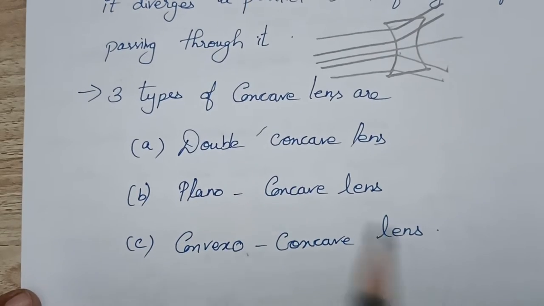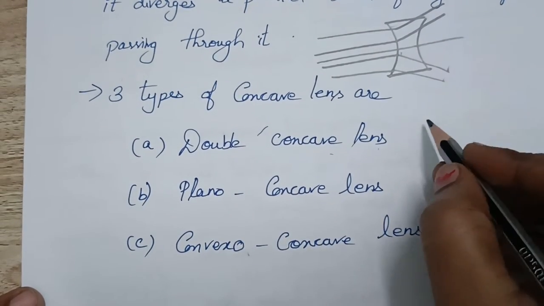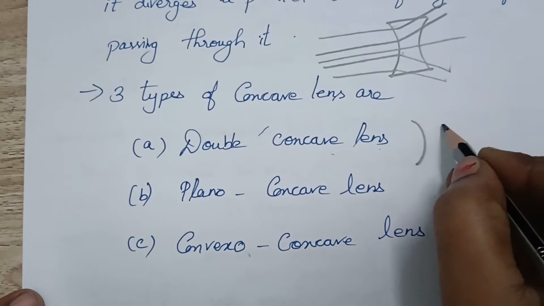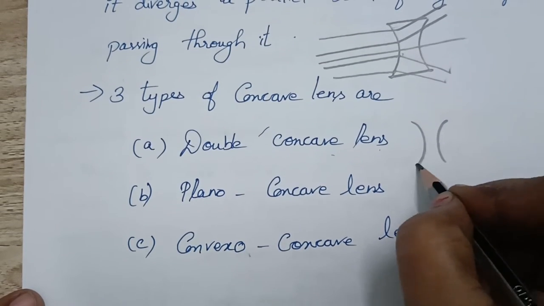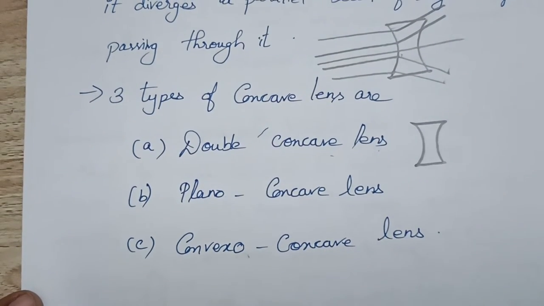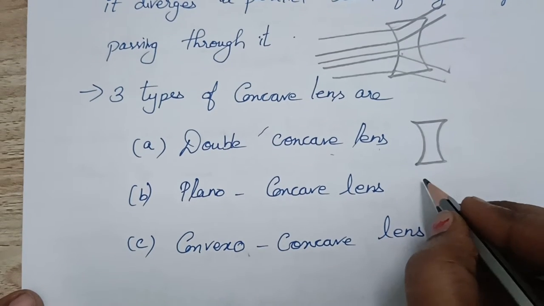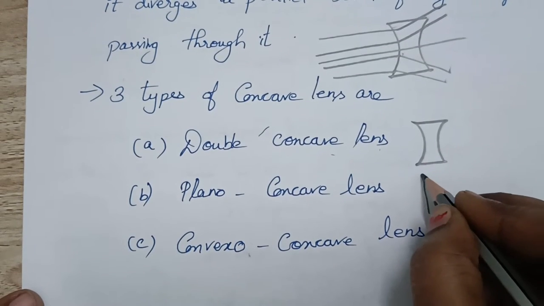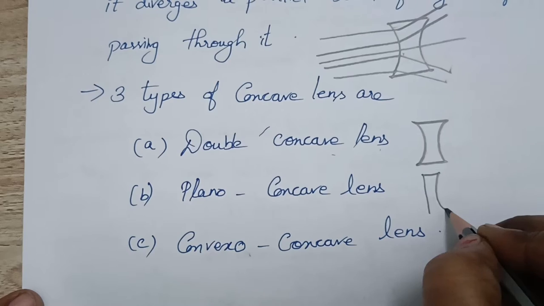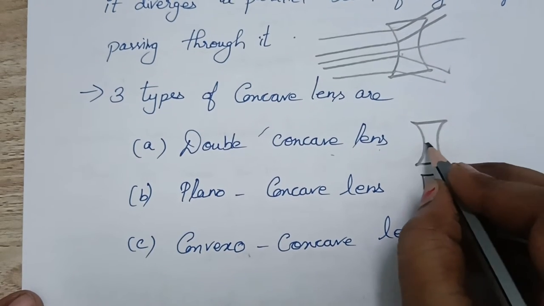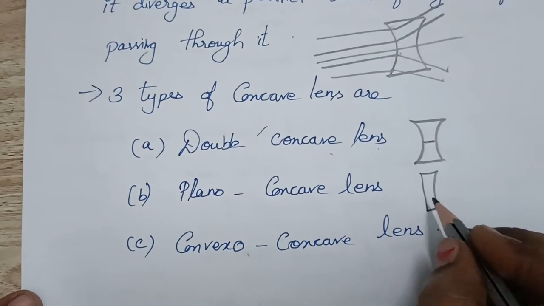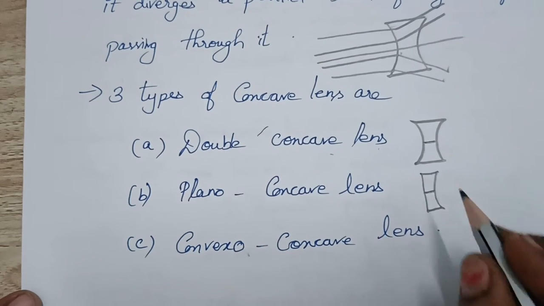Same thing is repeating. Double concave lens. Double concave lens means here also curved inwards, here also curved inwards. This is a double concave lens. Plano concave lens means one of the surfaces will be plane and the other is curved. If you see all of these, it is thin at the middle when compared to the edges.